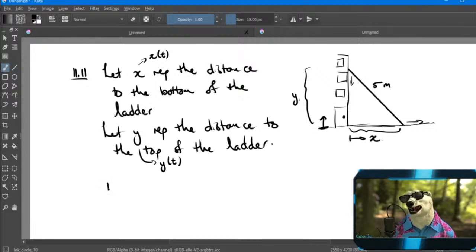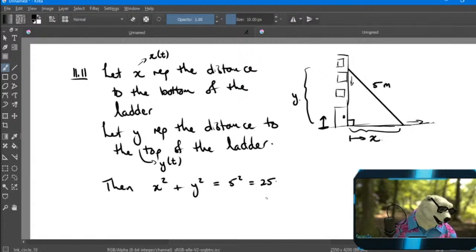We need an equation to connect these two variables. Now we have a right angled triangle here, which means x squared plus y squared equals 5 squared, or I can just update that to 25. The 25 is never going to change because the length of the ladder is never going to change. So again, we have a simple geometric formula or equation that gets us our starting point, but there are some things geometry-wise that we have to remember.